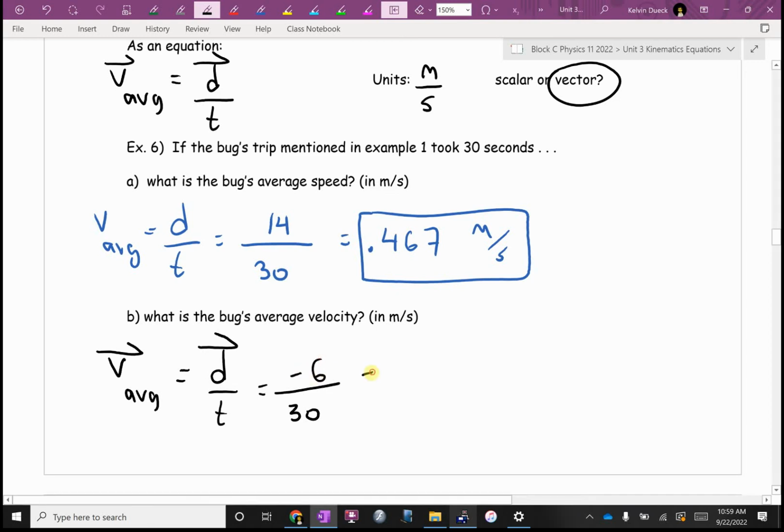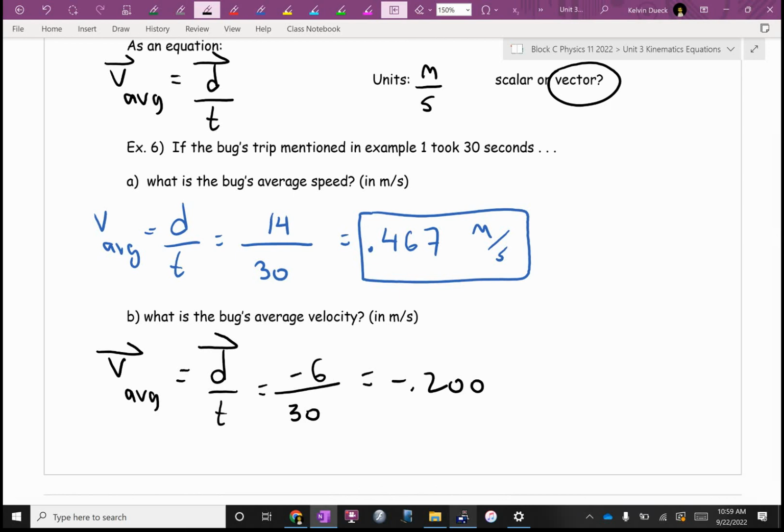-6, which I'm pretty sure is -0.2. Double check me. Oh, if I wanted to show off and go to 3 sig figs, I could go -2.200. What's the negative telling me? On average, the bug was traveling backwards. That's what it's telling me.